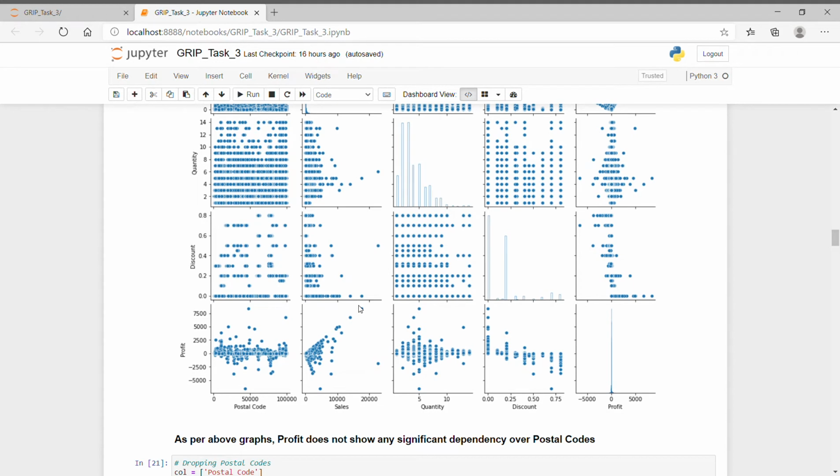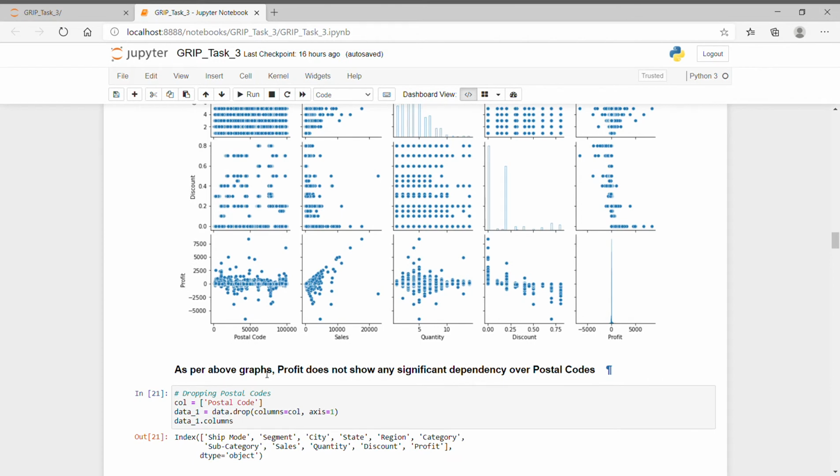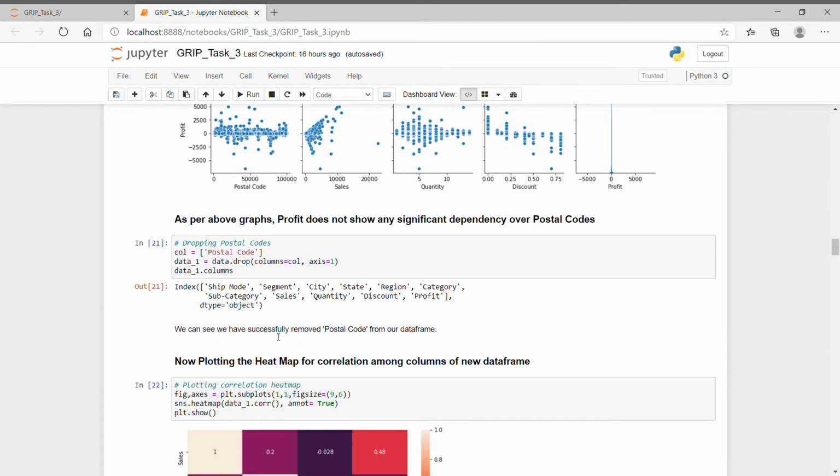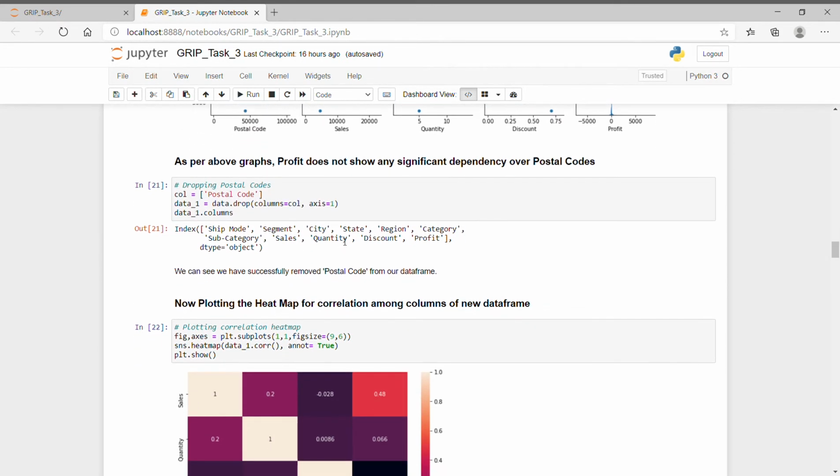Here is the graph depicting postal code and profit. As we can see in this graph, the profit is almost equally distributed everywhere as we increase our postal code. So it does not show any dependency. The profit does not show any dependency on postal code. So I don't think we need the postal code column in our dataset. Let's drop this column, and after dropping this column, our new data frame has been named data 1.